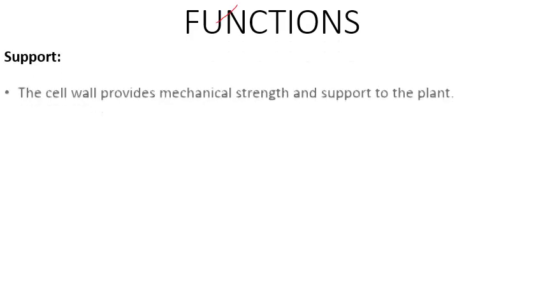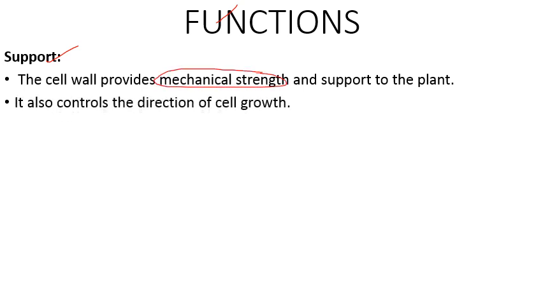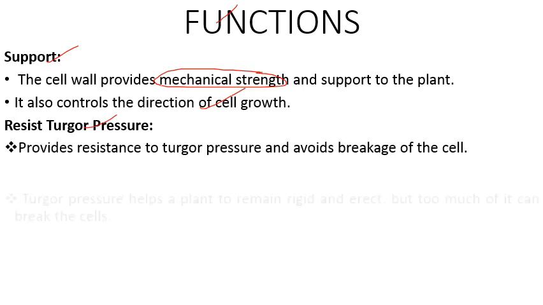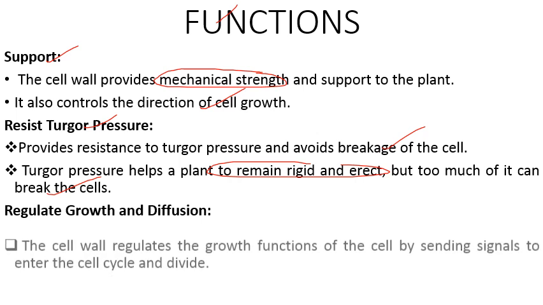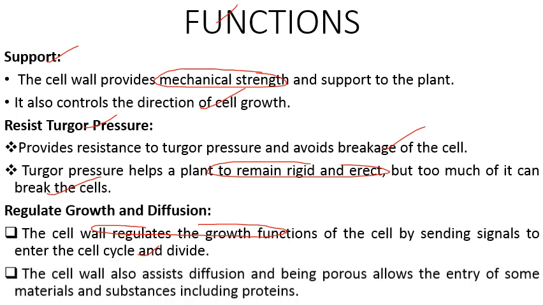Next comes some functions. So it mainly imparts support to the plant. Cell wall provides mechanical strength and support to the plant. It also controls the direction of the cell growth. Then next important function is to resist turgor pressure. It provides resistance to turgor pressure and avoids breakage of cell. Turgor pressure helps the plant to remain rigid, erect, but too much of it can break the cell. Regulate growth and diffusion. The cell wall regulates growth functions of the cells, sending signals to enter the cell cycle and divide. The cell wall also assists diffusion. Being porous, it allows the entry of some material and substances including proteins, so cell wall is highly permeable.